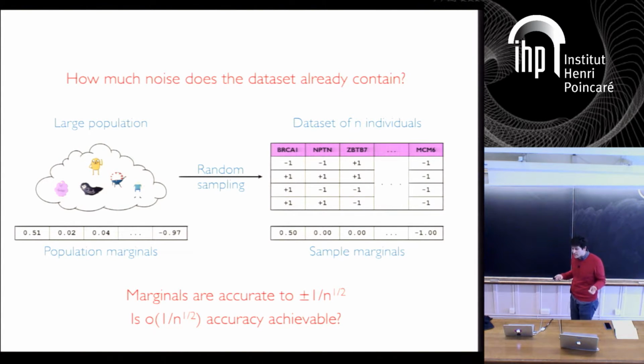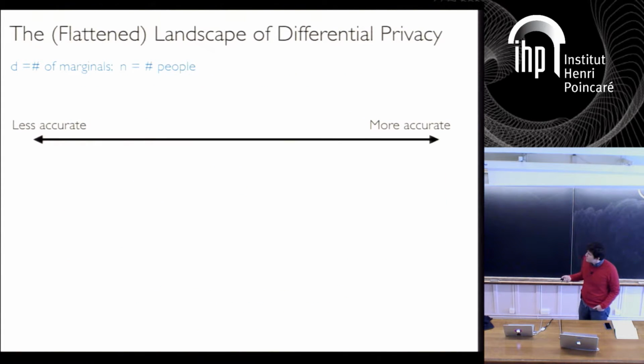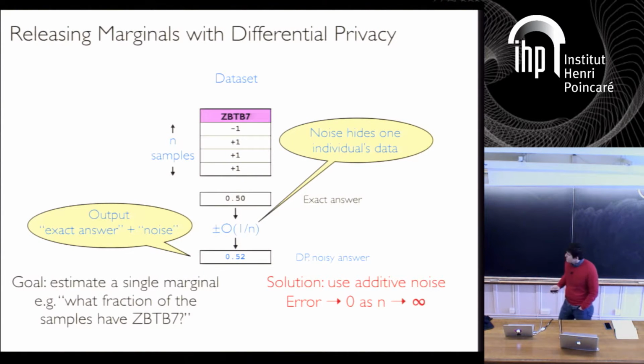What accuracy can we get from differential privacy? We're talking about high-dimensional data, so I want to do dimensionality reduction. I'm going to project all of differential privacy to this line, and the line goes from less accurate to more accurate, and let's start filling in some points on this spectrum.